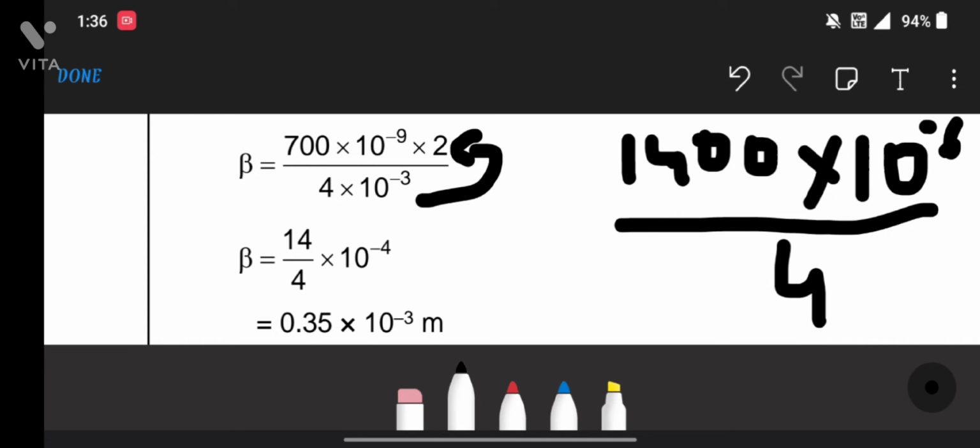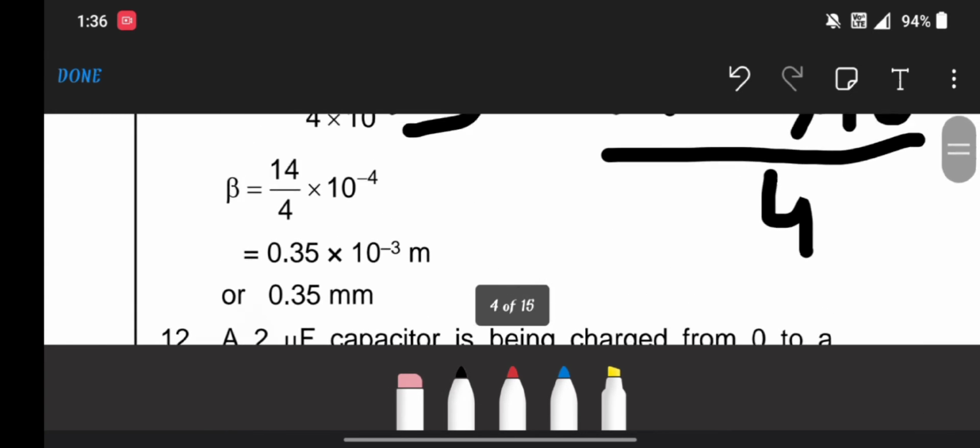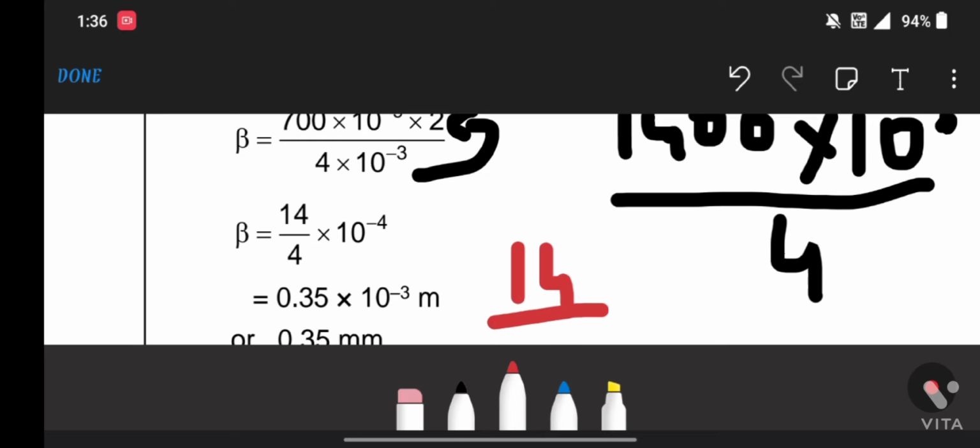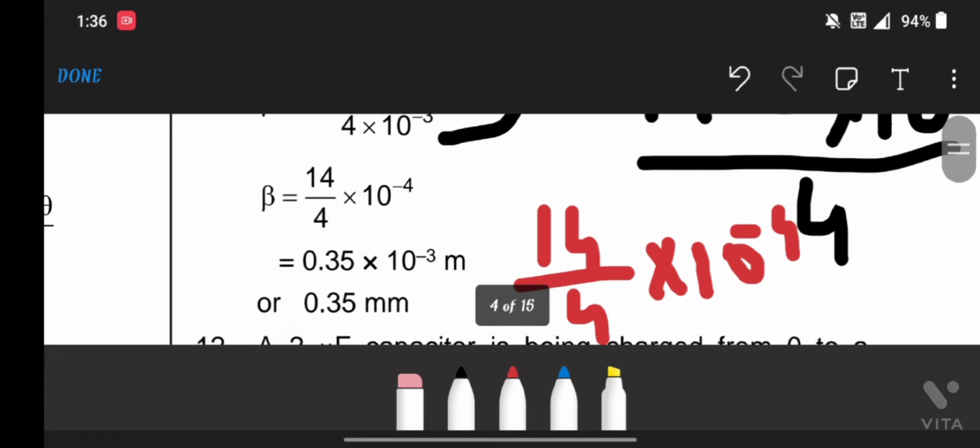After this, that 1400 is there and 10 to the power minus 6 is there. You can make it 14 by 4 into 10 to the power minus 6, removing 2 numbers, so it becomes 10 to the power minus 4. After dividing 14 by 4, we get 0.35. 14 by 4, 4 into 3 is 12.